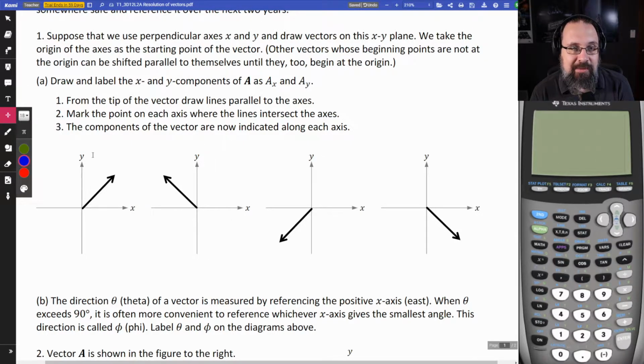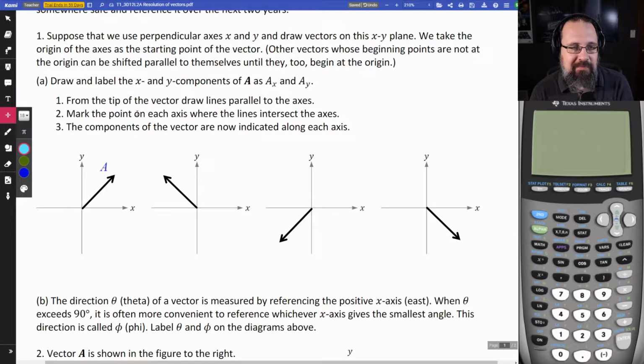So let's go ahead and label this as vector A. Next, we're going to indicate the x and y components of vector A. Basically, we want to know how much this vector points in the x direction, and how much this vector points in the y direction. And the way you do that is by following these rules here.